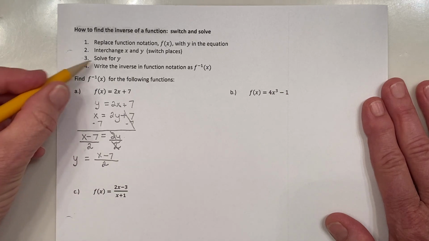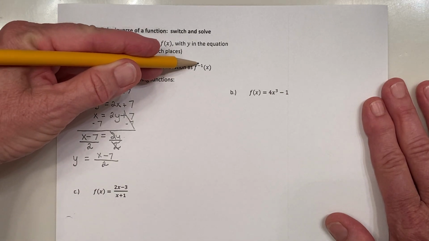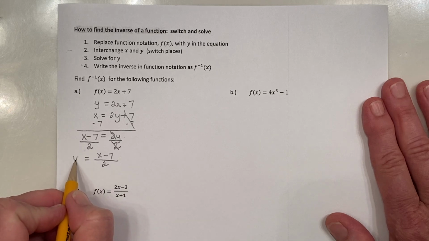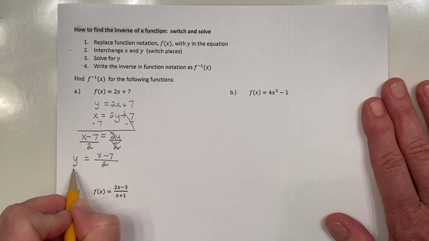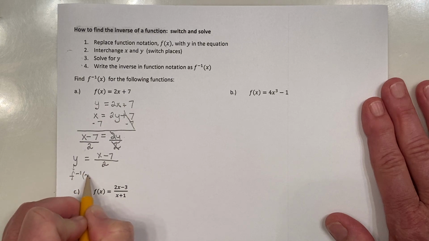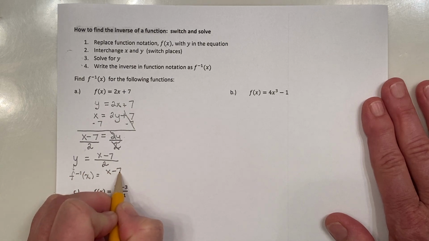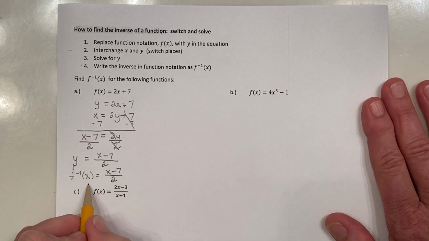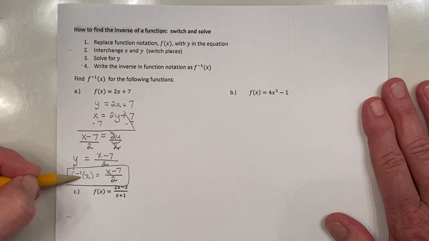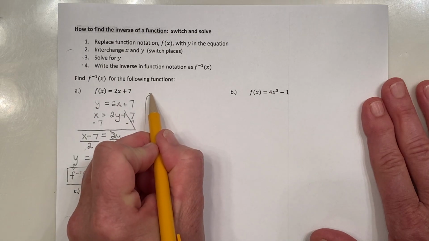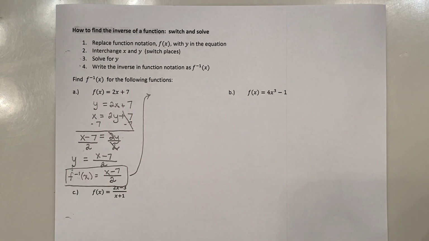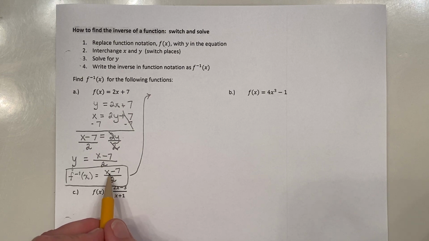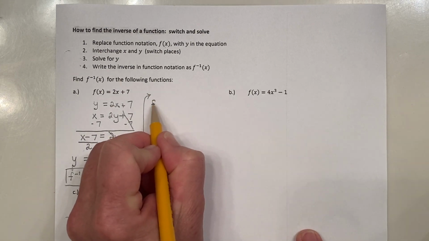Step 4, write the inverse in function notation as f inverse of x. That just means take this new y and replace it with f inverse of x. So if someone sees this last line right here, they'll know that starting with f of x, this is the inverse equation for f of x. And depending upon how MyMathLab wants your answer, I wanted to show you a couple different ways that you could write this answer that MyMathLab might be wanting. So I'm going to keep the inverse notation.